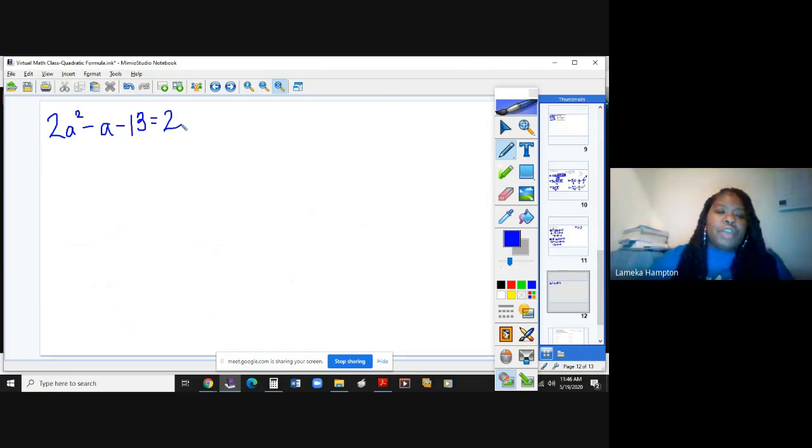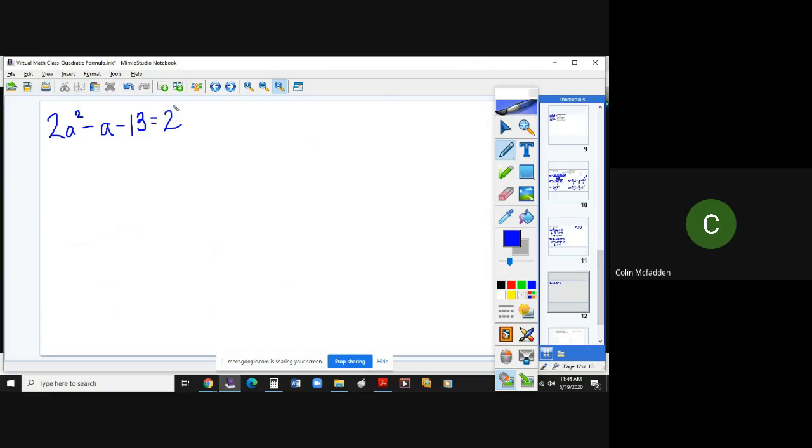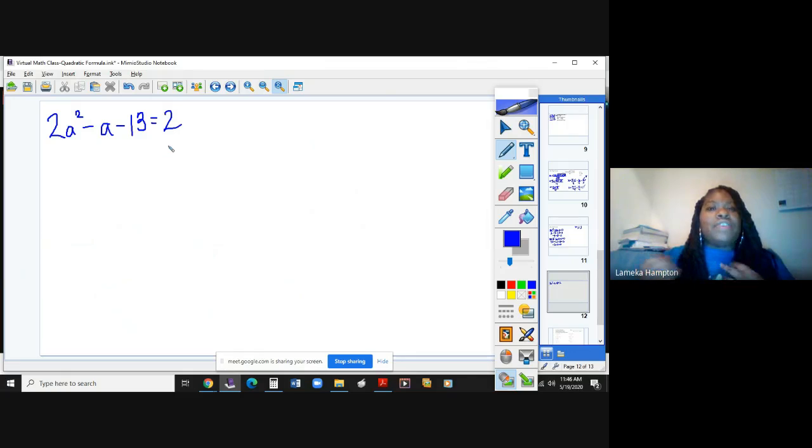All right. So again, all quadratic equations equal 0. This particular one does not. So what you will have to do, you're going to have to reach back to that one-step equation mentality, and you're going to have to make this equal 0. How do we do that? It's very simple. If I have a positive 2 right here, what is the opposite of positive 2? Negative 2. So that means I'm going to have to subtract 2 from both sides.